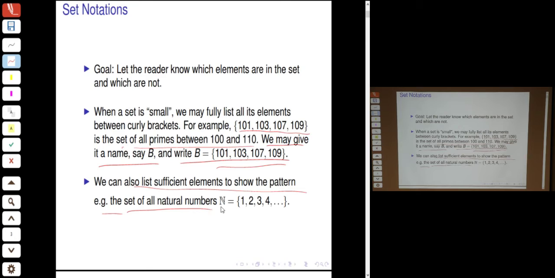We can also list sufficient elements to show the pattern. For example, we can consider the set of all natural numbers, which are all the positive integers, and it is usually denoted by the script N, and this is just 1, 2, 3, 4, 5, 6, etc.